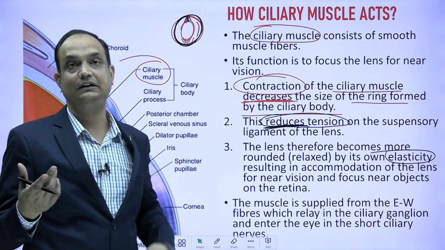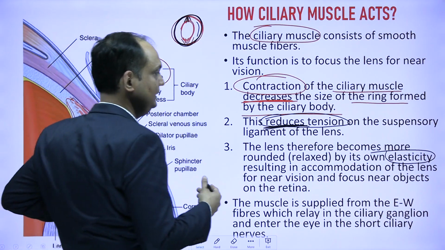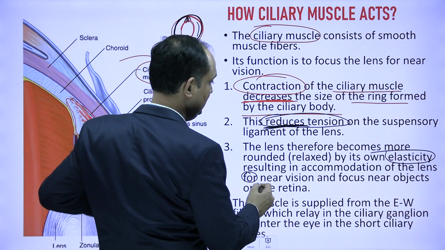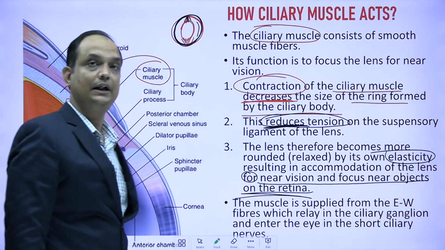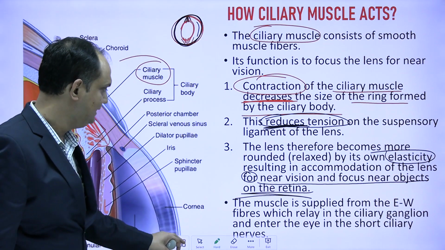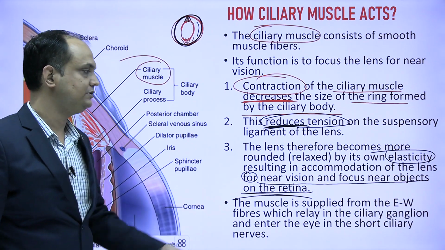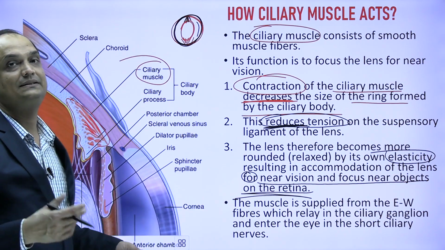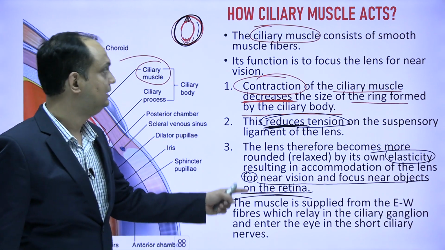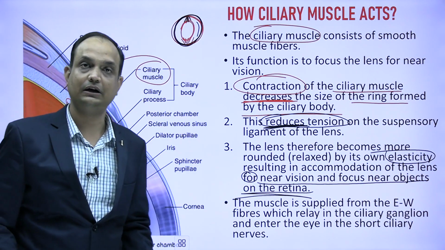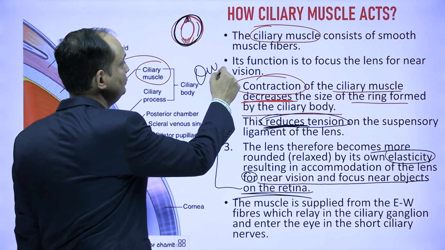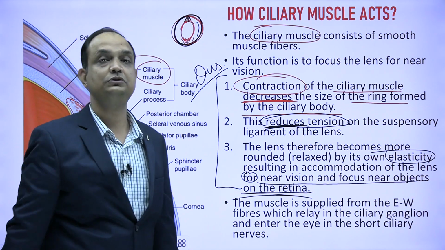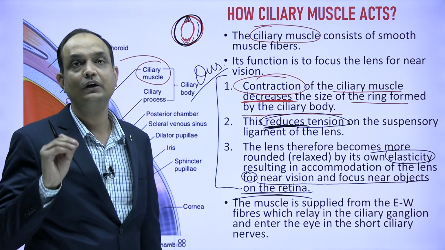And what is the result? The result is that finally the lens is ready for near vision, and it focuses the object on the retina. The muscle is supplied by the Edinger-Westphal nucleus. So, whenever parasympathetic stimulation occurs, this ciliary muscle will contract. This is the important thing to keep in mind, how the ciliary muscle is responsible for accommodation of your lens.